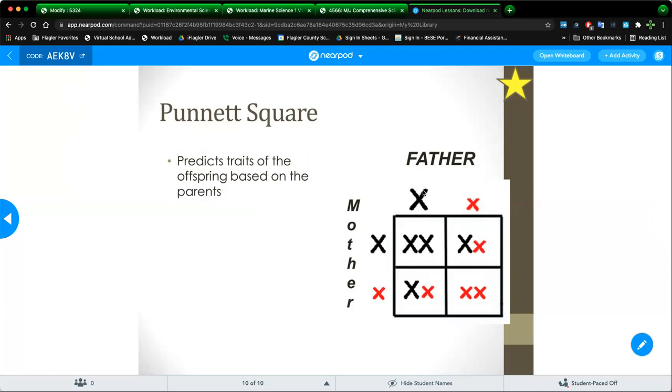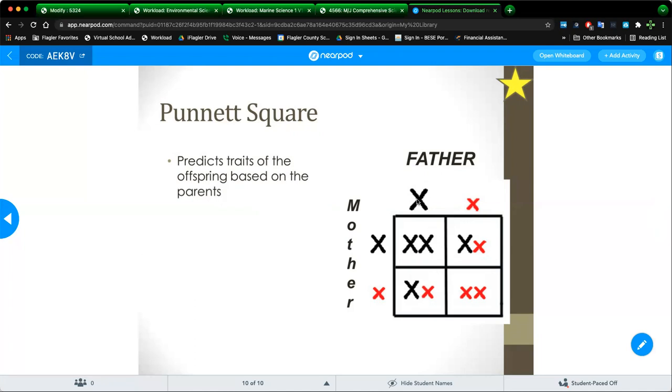So in this example, both parents are heterozygous. Then you just fill out your Punnett square. So this goes down here, that big X goes here, that big X goes here. Okay, and then this big X goes here, this little x goes here. That's just how you do all of them.